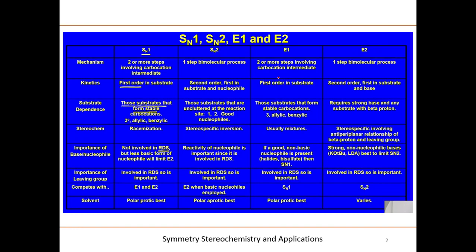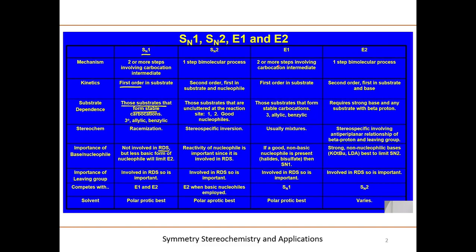Now let's talk about the E1 elimination reaction. E means elimination reaction, S means substitution reaction. Remember this one: S means substitution, N means nucleophilic, and one is unimolecular and two is bimolecular. Similarly, in the case of E1 and E2, E1 is unimolecular elimination, and E2 is an elimination reaction with a bimolecular process. So here we have E1 elimination.